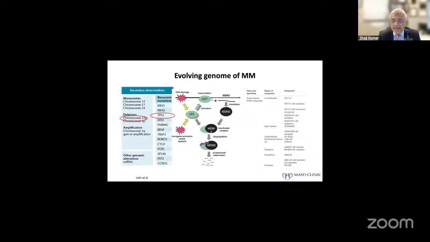Now, other abnormalities like P53 deletion. So, we all have two copies. If one is lost, we still have one. So can we make it more active by giving drugs like nutlins, for example? We did a study of idasanutlin. We really did not see much of a benefit in that late line setting, but there are ongoing studies trying to see if there are other ways to make the remaining P53 gene more active.